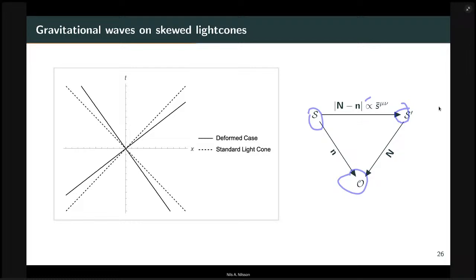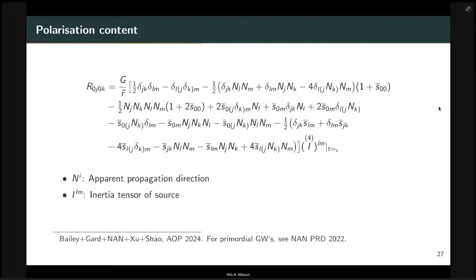So you can ask yourself, what is the polarization content and waveforms that you get from such an effect? Well, because I only care about observations presently, what I would do is just write down the Riemann tensor.